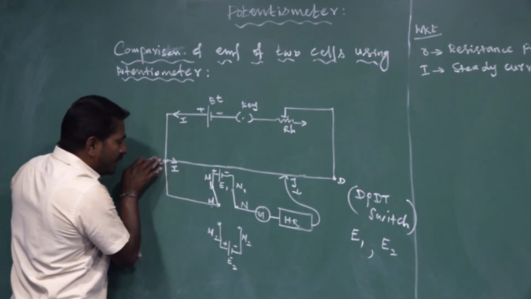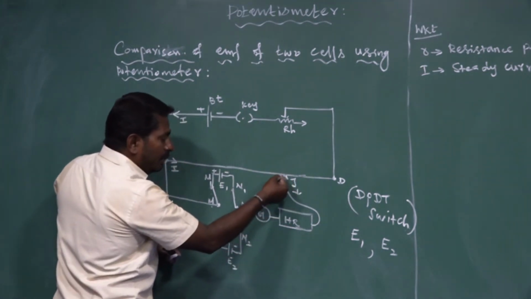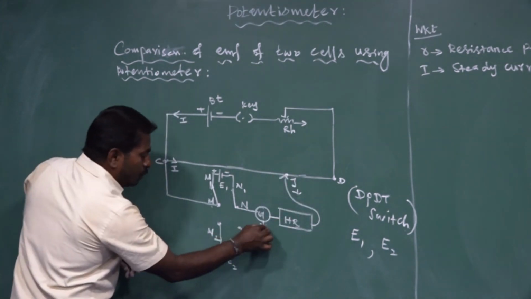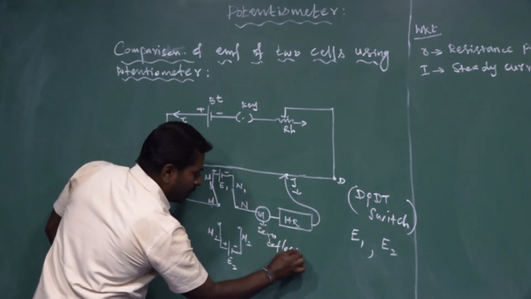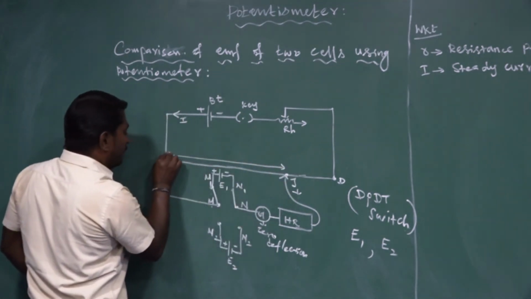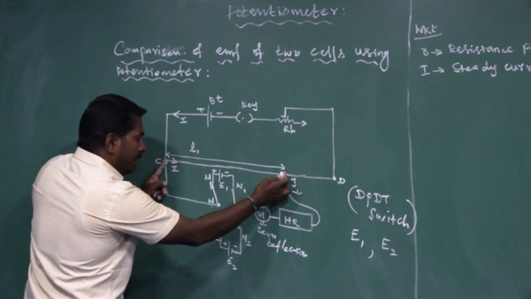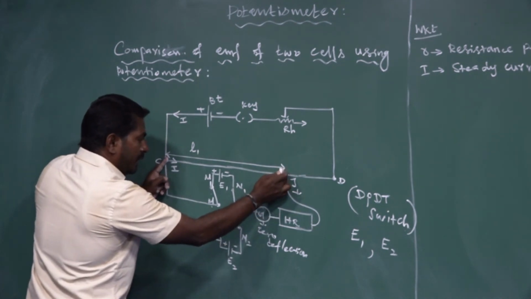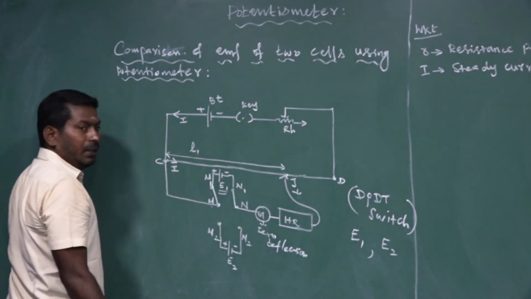Now, when a steady electric current flows through the potentiometer wire, take the metal jockey and make electrical contact at this point. The galvanometer shows zero deflection. At that moment, this is the balancing length L1. The potential difference across this balancing length, due to the steady current flowing through the potentiometer wire, is equal to the EMF of the primary cell E1.